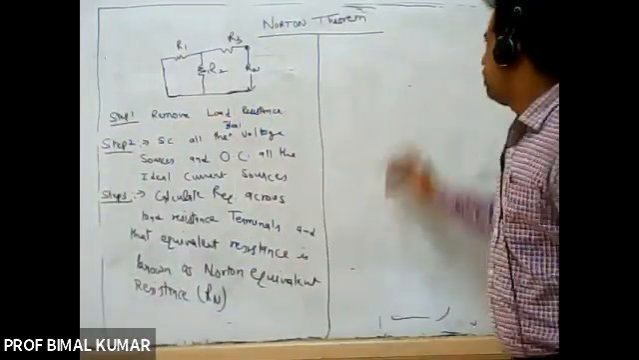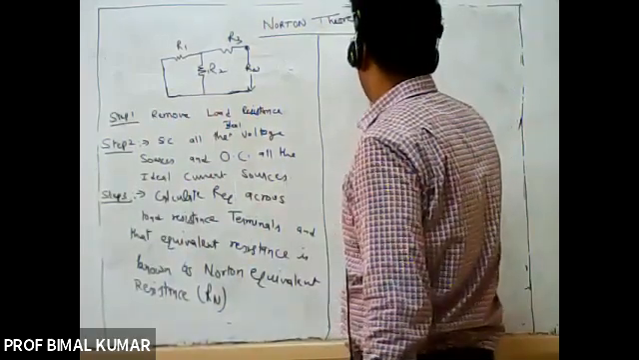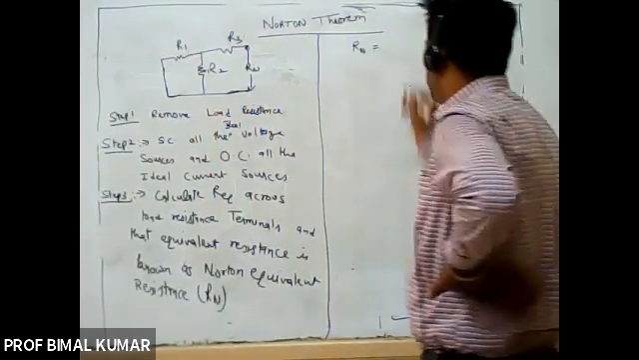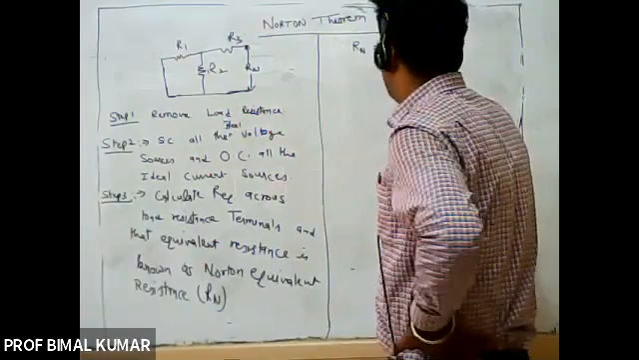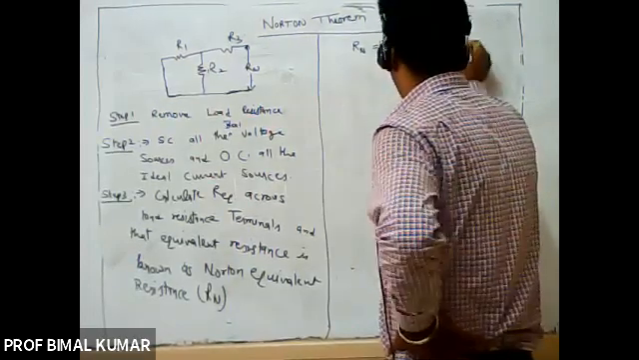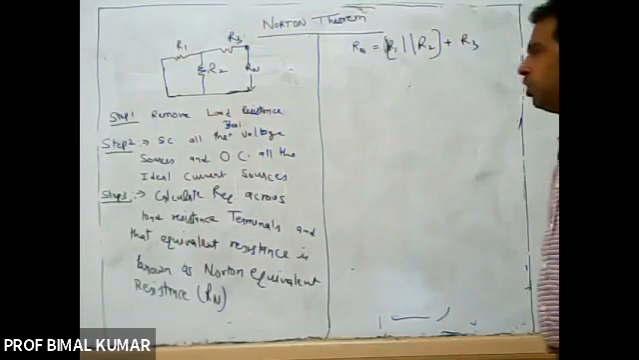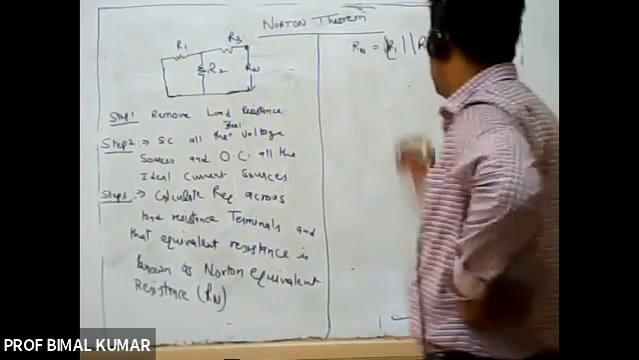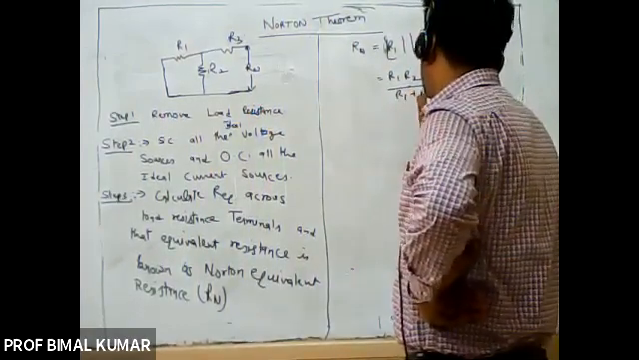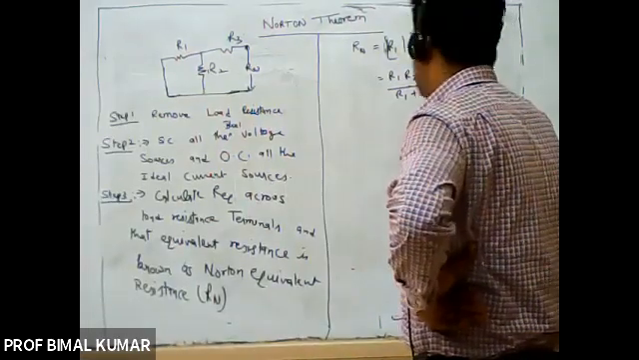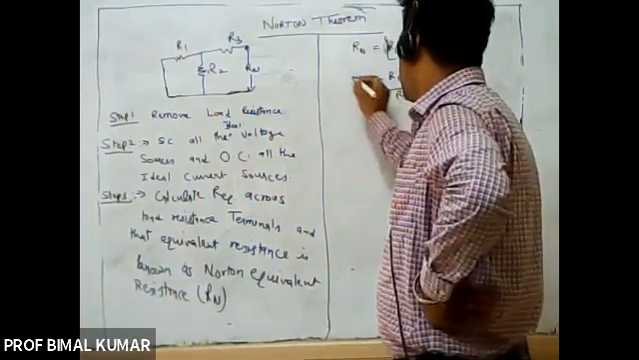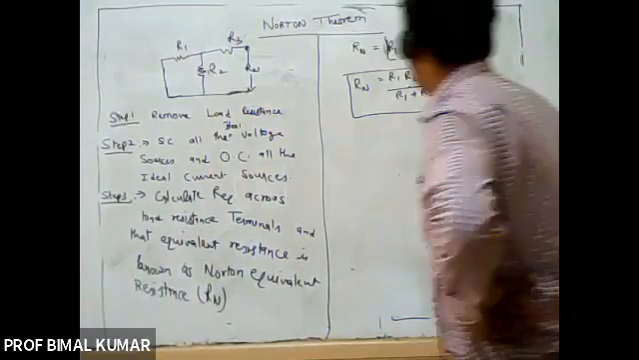Rn is the same as in the previous Thevenin theorem because I am considering the same network. So Rn is equal to R1 in parallel with R2, and this combination is in series with R3. So this will be R1 R2 divided by R1 plus R2, plus R3. This will be the value of R Norton in this particular case.